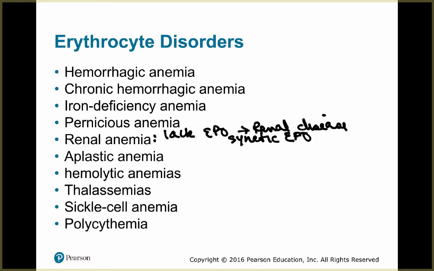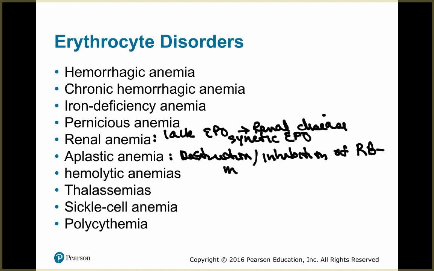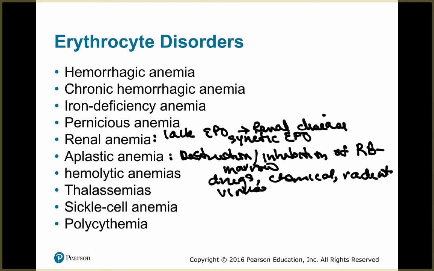Aplastic anemia is basically due to destruction or inhibition of red bone marrow. It can be caused by drugs or chemicals, radiation, or viruses. All formed elements are affected through this. So not just erythrocytes, right?